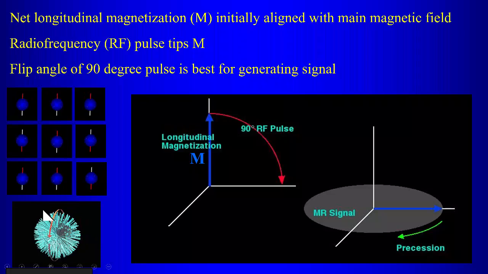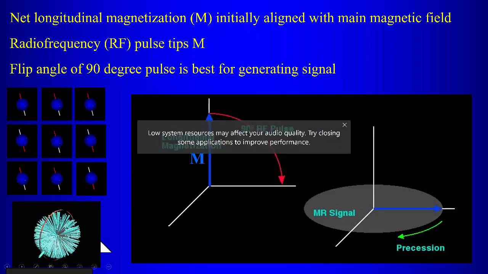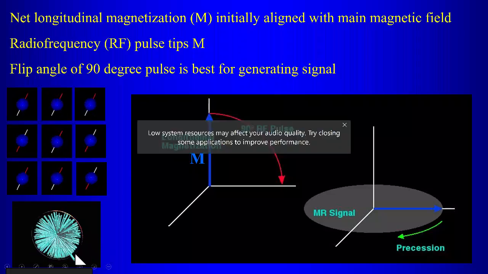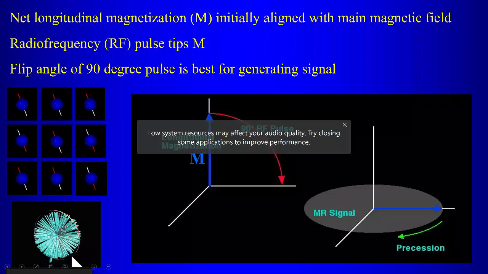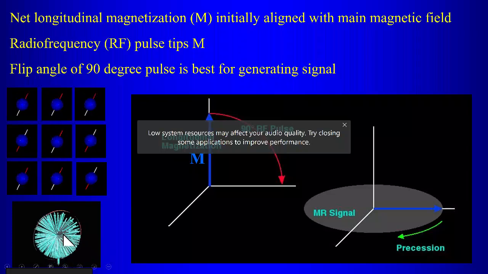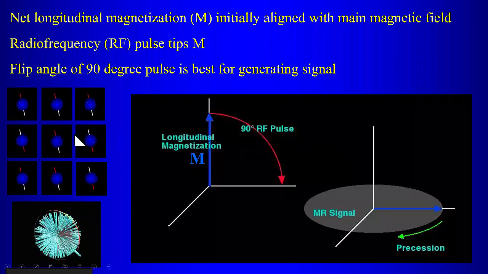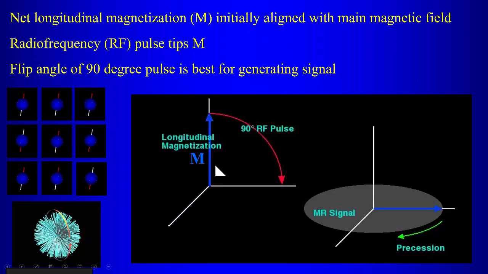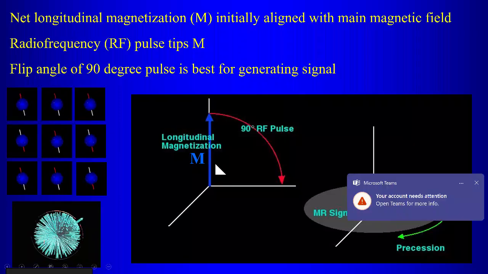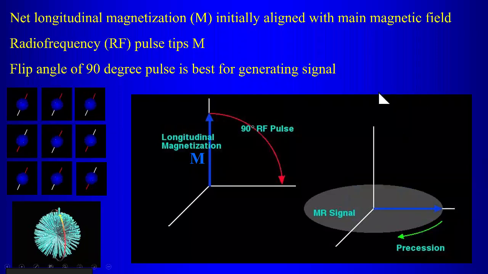As we tip it into the transverse plane, and then it goes all the way down to 180. So that's an example of what happens. To simplify all of this, instead of thinking about each of these individually, we'll just deal with this longitudinal net magnetization vector. It's much easier to understand what is happening if we do that.